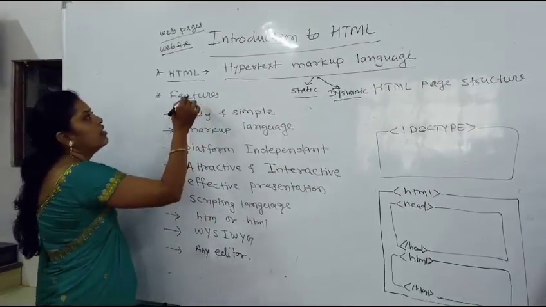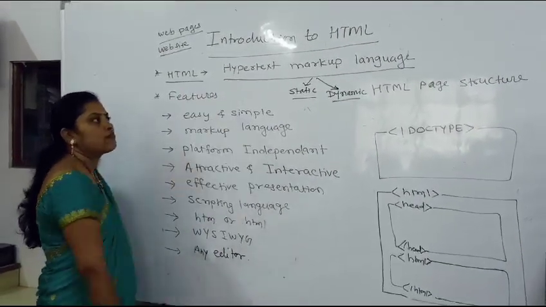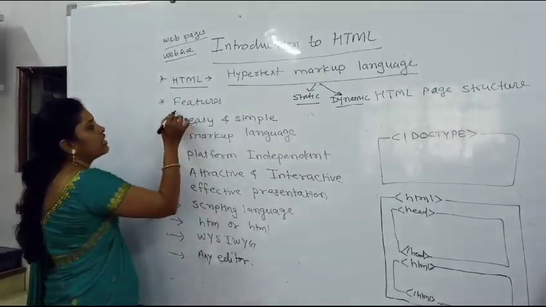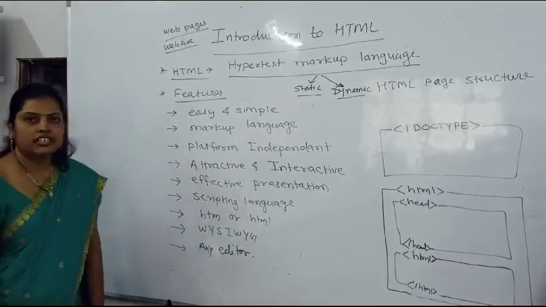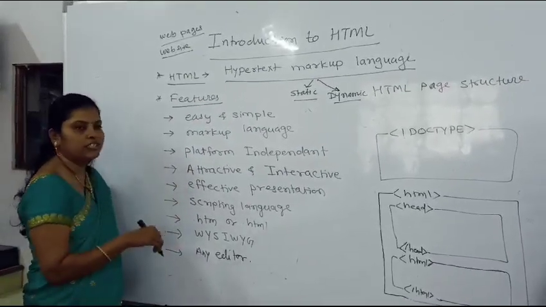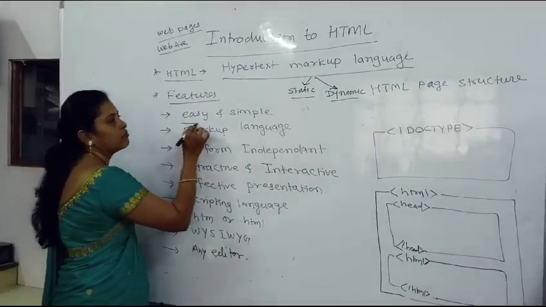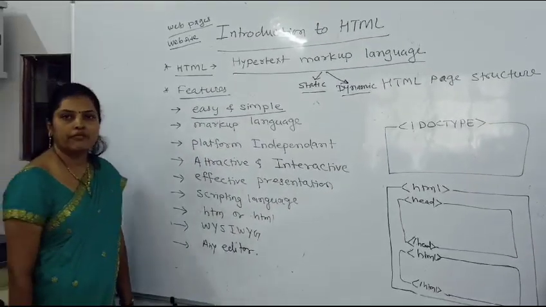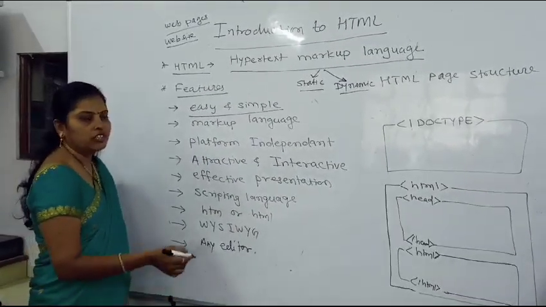Hypertext markup language is the only language which is used to create web pages. Then what are the features of HTML? HTML has a number of features. One of the most important features of HTML is that it is easy and simple. It is a very easy and simple language to learn as compared to other programming languages.